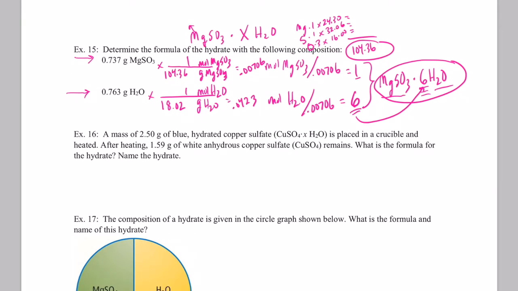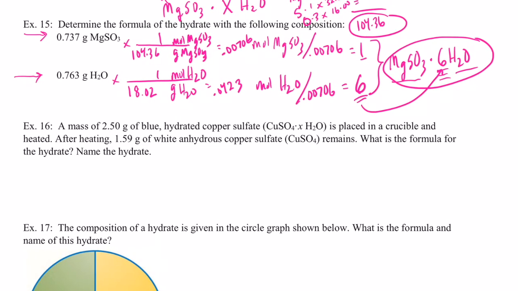All right, let's try another one. So we have 2.50 grams of a hydrated copper sulfate, CuSO4·xH2O. It's placed in a crucible and heated. After heating, we only have 1.59 grams of the anhydrous remaining. What is the formula for the hydrate? And then I want you to name it. So let's take a look.